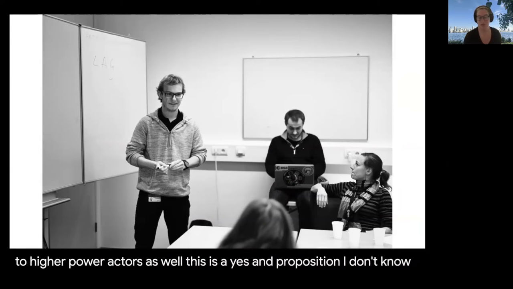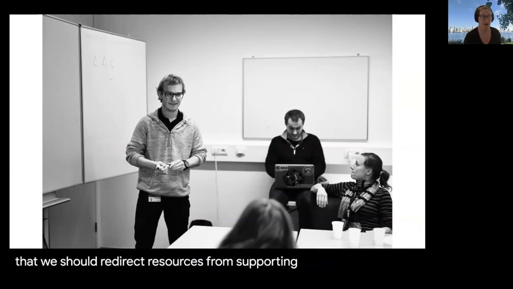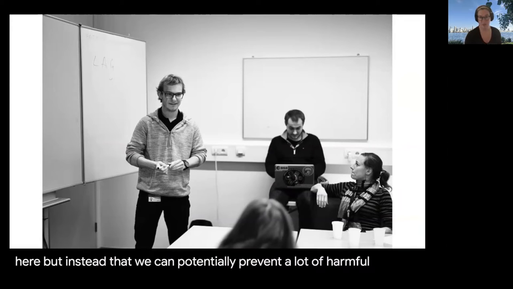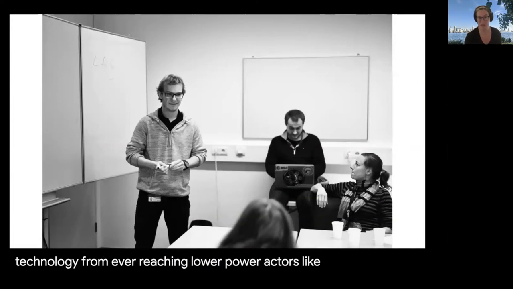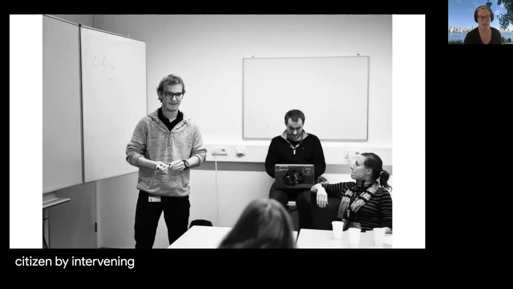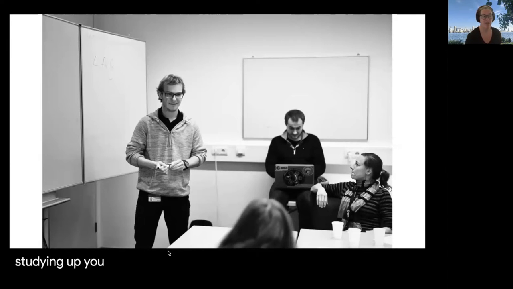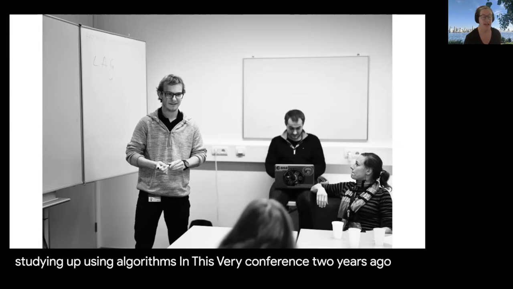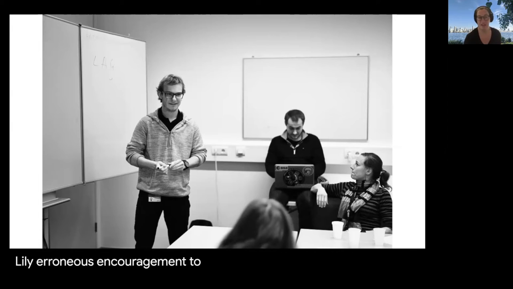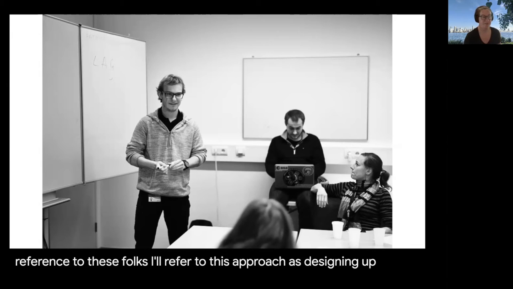I don't argue that we should redirect resources from supporting lower power actors here, but instead that we can potentially prevent a lot of harmful technology from ever reaching lower power actors like our protesting citizen by intervening with the designers of AI as well. This approach was inspired by Laura Nader's encouragement to study up in anthropology, Barabbas et al. Studying up using algorithms in this very conference 2 years ago, and Lily Irani's encouragement to design to intervene upstream. In reference to these folks, I'll refer to this approach as designing up.